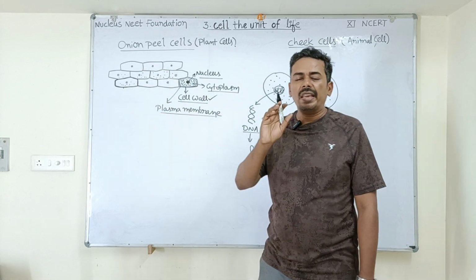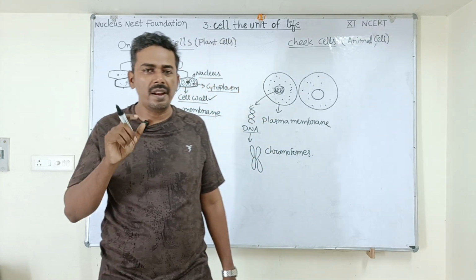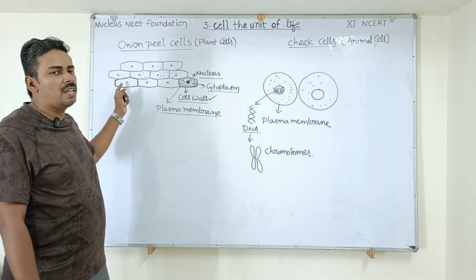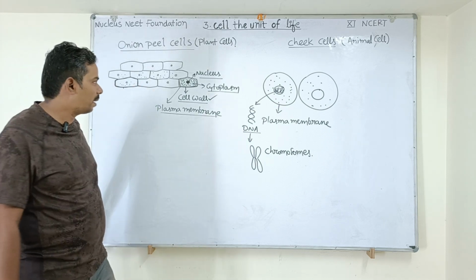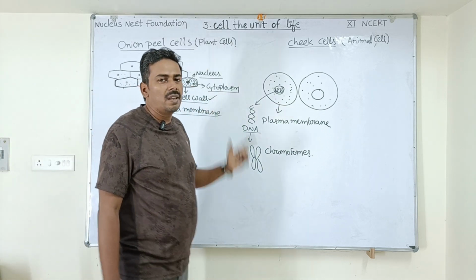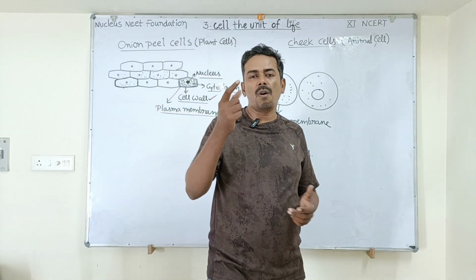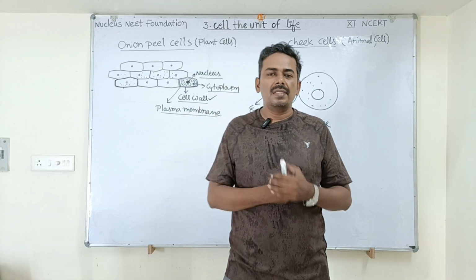When there is a single nucleus inside a cell, it is called a uninucleate cell. So all these are uninucleate cells. Every cell has a single nucleus. So this is about onion peel cells, which we can see very easily by using a small microscope. Then what if we want to see an animal cell?